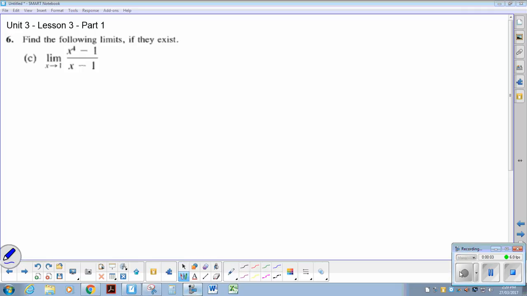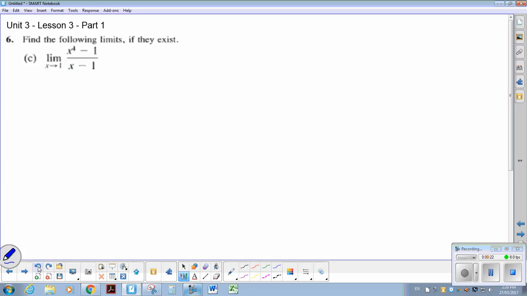Okay, so in Unit 3, Lesson 3, Part 1, I had a question about 6C. So you go through your toolbox and figure out, first of all, do you have a problem? Yeah, you have a problem because 1 take away 1 is 0. So then you look at your next possible options here.